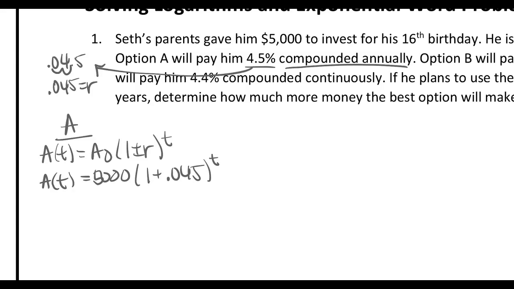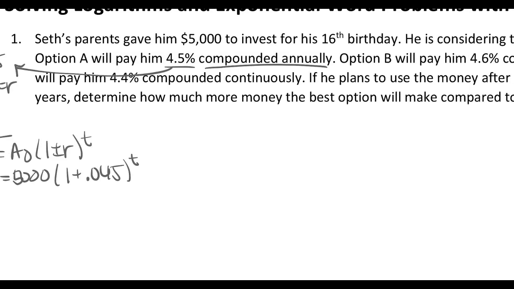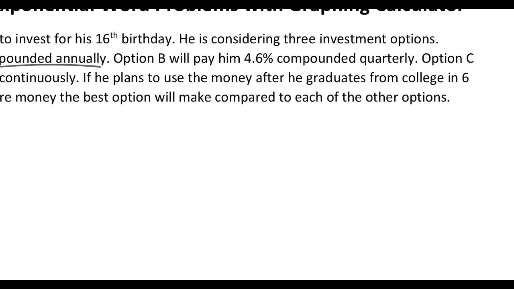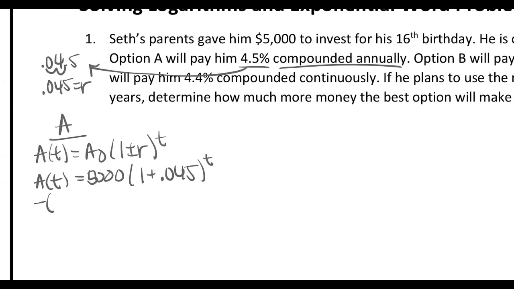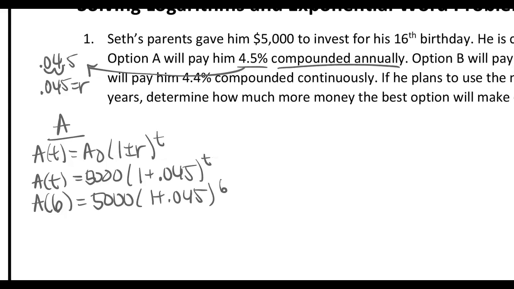When is Seth going to use this money? If you think back to the problem, it specifically says he wants to use it after he graduates in 6 years. So I'm going to take my t value and substitute it in. A of 6 is going to equal 5,000 times (1 plus 0.045) to the 6th power. This is what we're going to plug into our calculator.